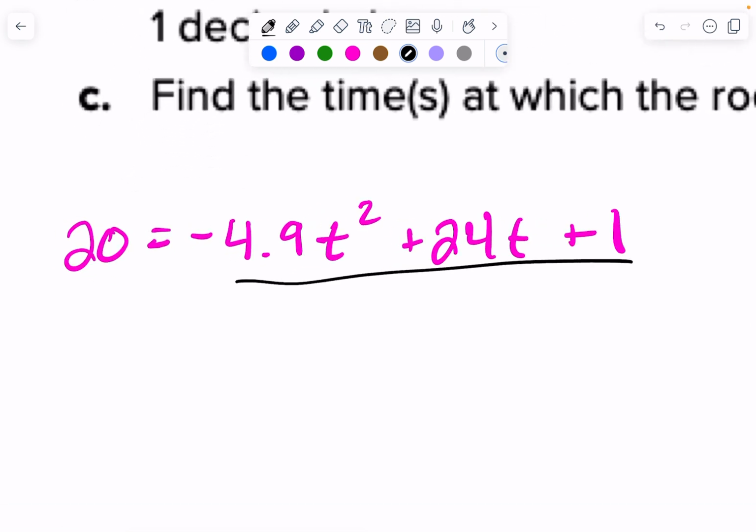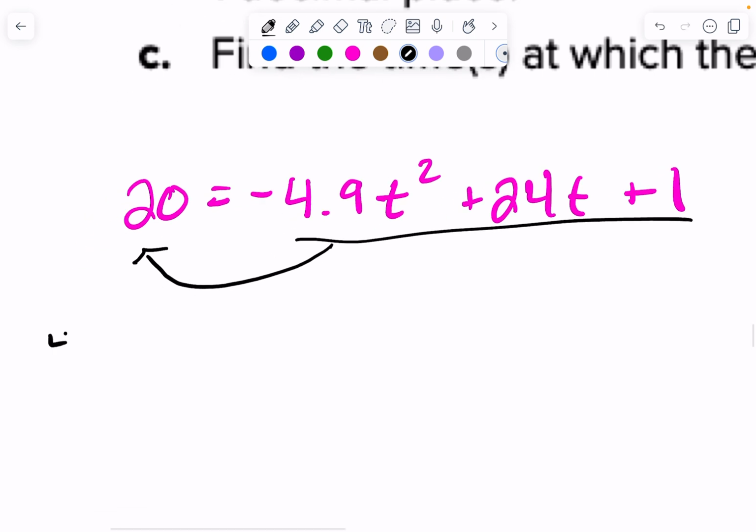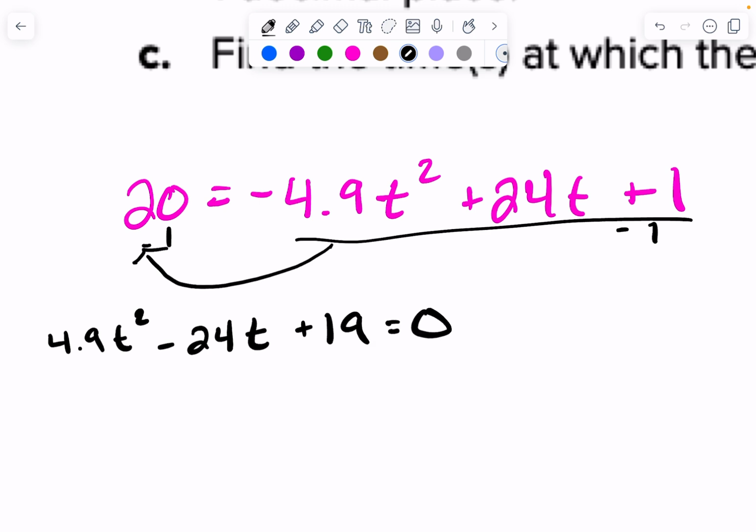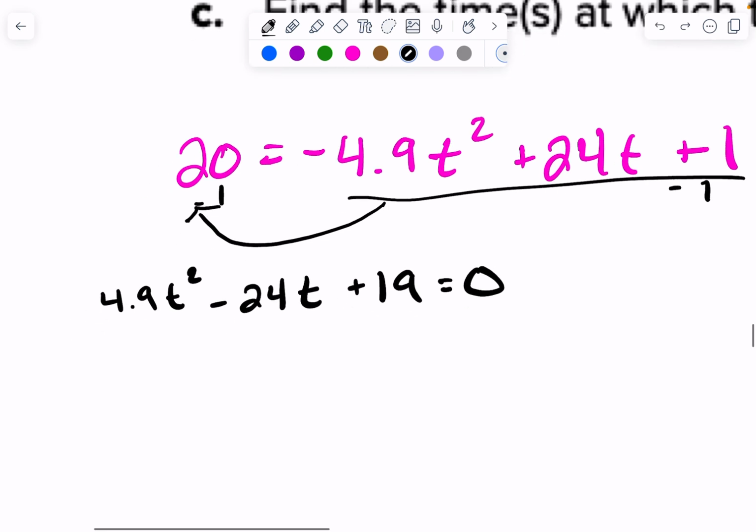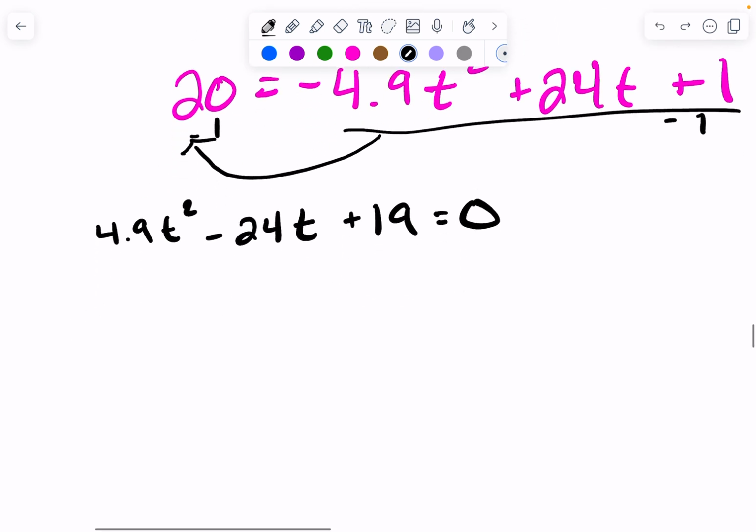I'm going to move all this stuff to this side because I like the T squared to be positive. 4.9 T squared minus 24T. If I move those over, this would be minus 1, so that would actually be plus 19 equals 0. This is going to be really ugly. I'm not even going to try to factor a complex trinomial there because we have decimals, and I doubt it's going to work, so let's just do the quadratic formula.